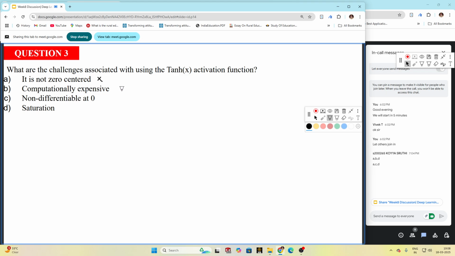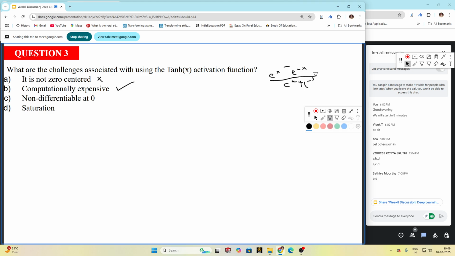And what about option B? Computationally expensive. Yes, computationally yes, it can be expensive, because you know it is e to the power x plus e to the power minus x, and e to the power x minus e to the power minus x, something like this. Okay, this is minus and this is plus.